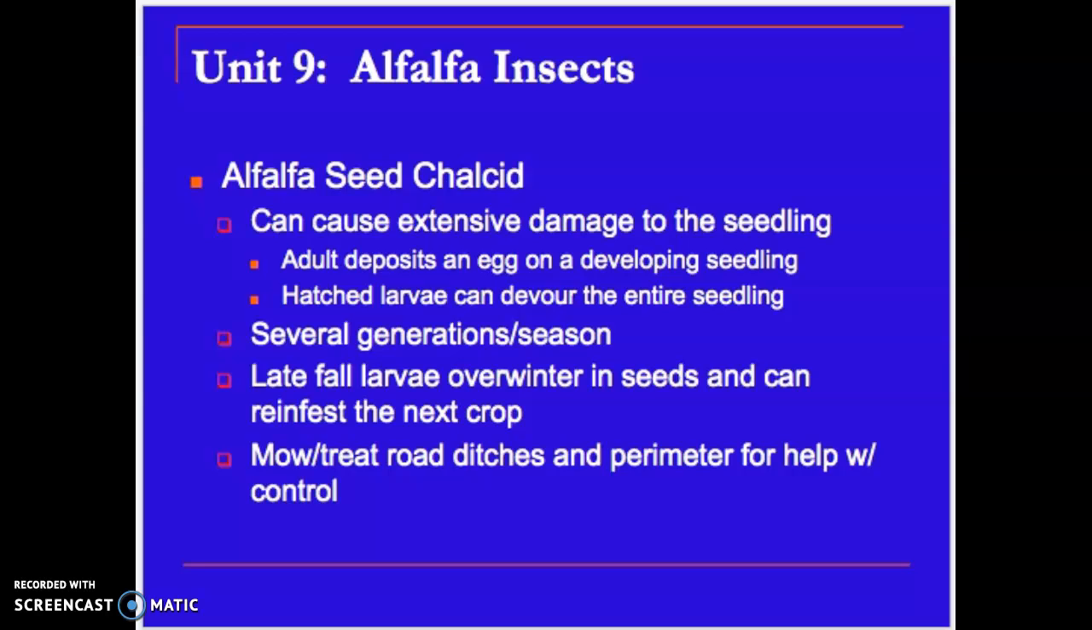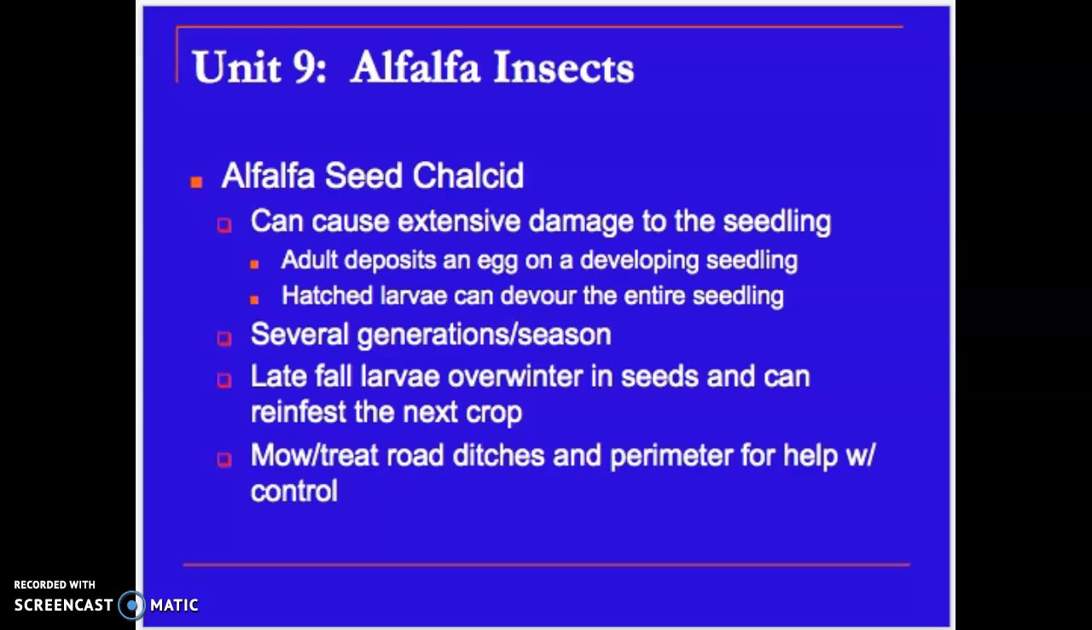One that's much less common, and as we get to the end of this section, told you it would be a short lecture, is the alfalfa seed chalcid. These cause extensive damage to the seedling. So a new seeding out there, you would want to be very cautious of. The adults deposit the egg on that developing seedling. The hatched larvae then devour what's inside that seed, that endosperm that's inside there.